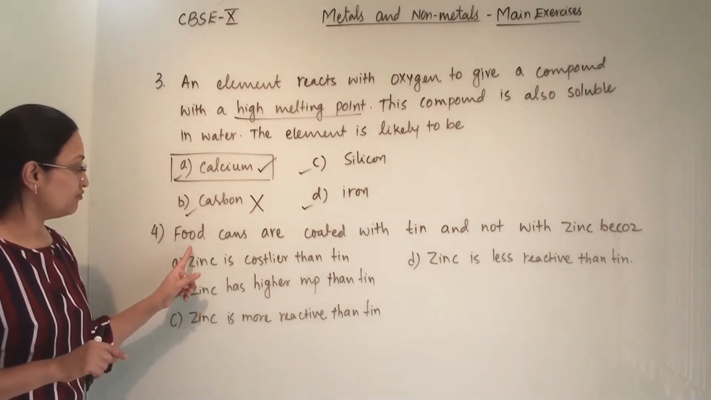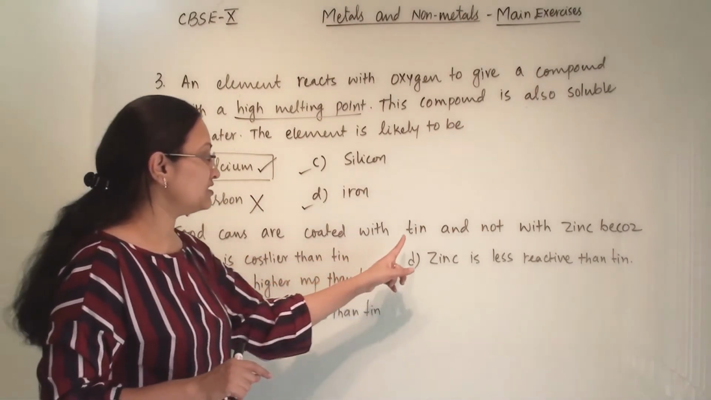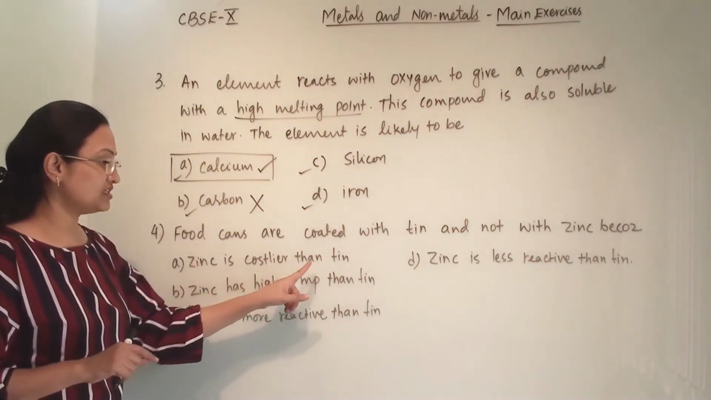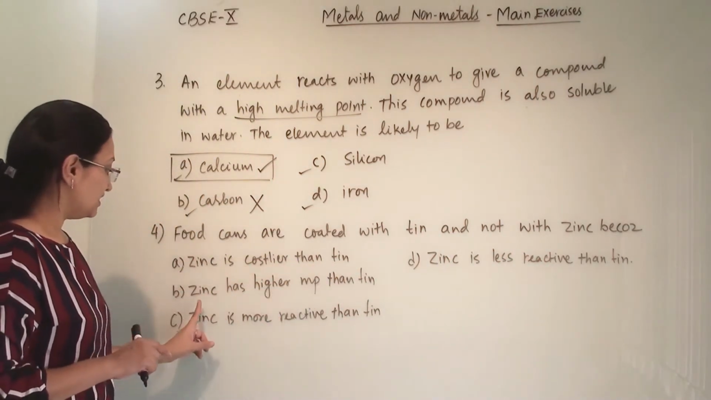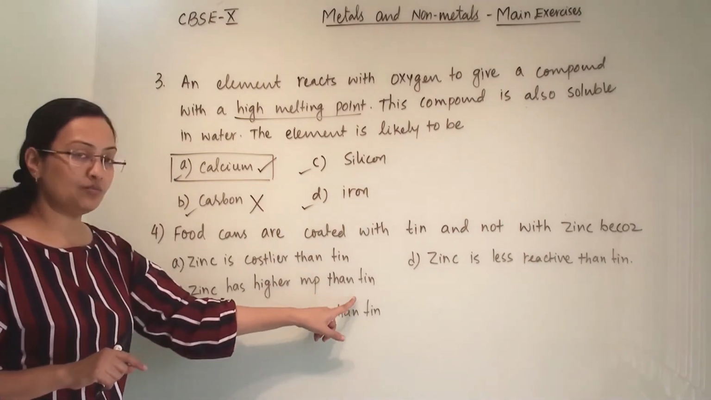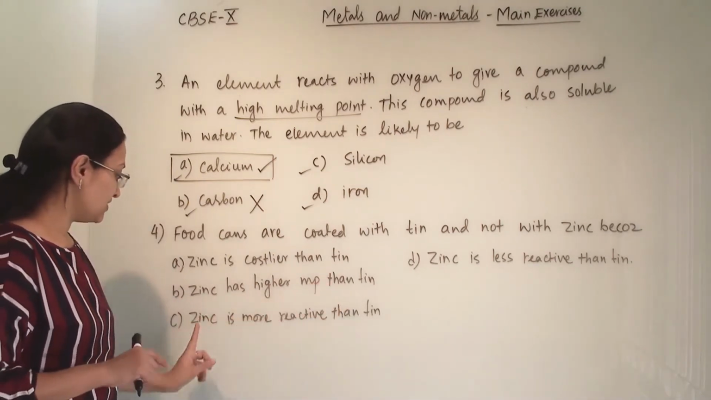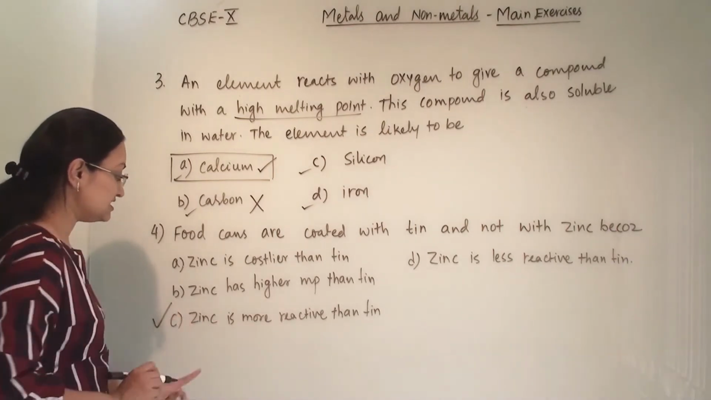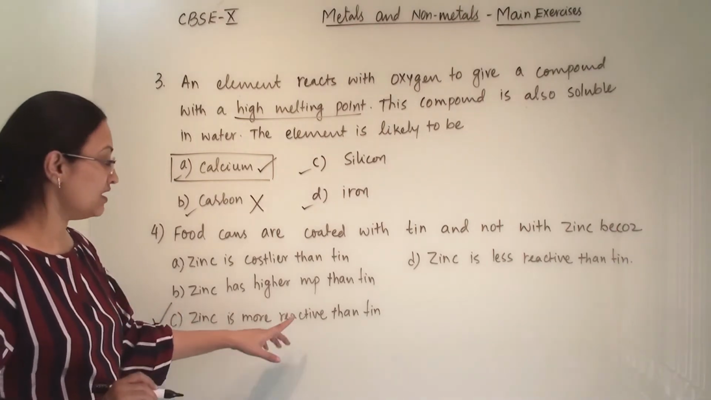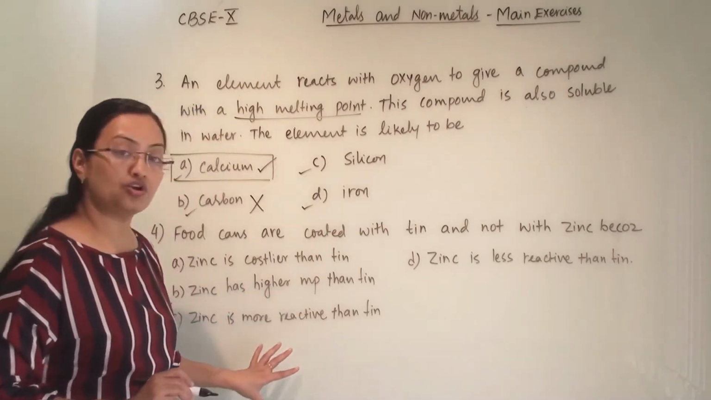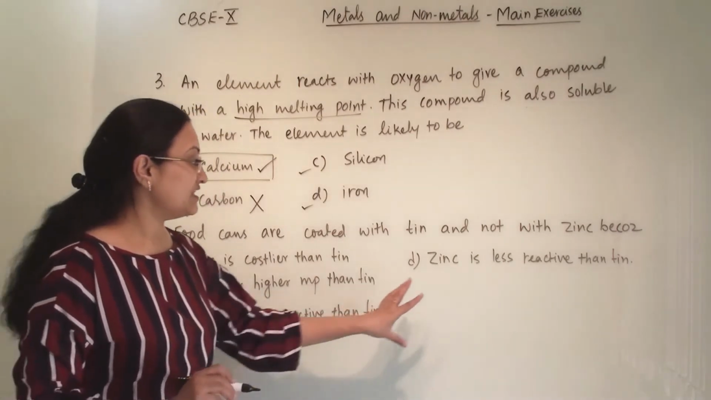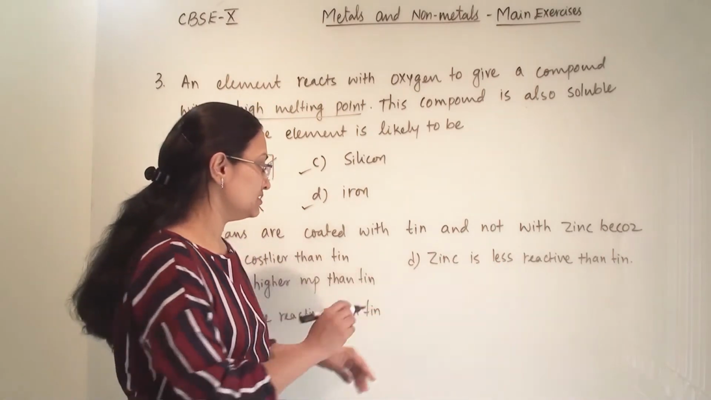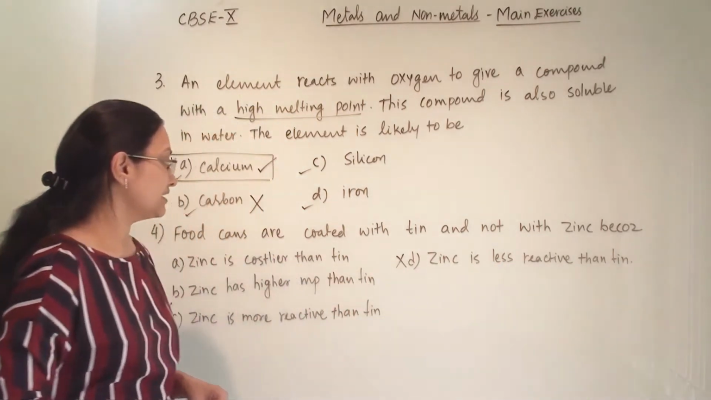Next, food cans are coated with tin and not with zinc, because zinc is costlier than tin? No. Then zinc has a higher melting point than tin? No. Zinc is more reactive than tin? Yes. Because zinc is more reactive than tin, we are not using zinc. And zinc is less reactive? No. Zinc is not less reactive than tin. So this is also not correct.